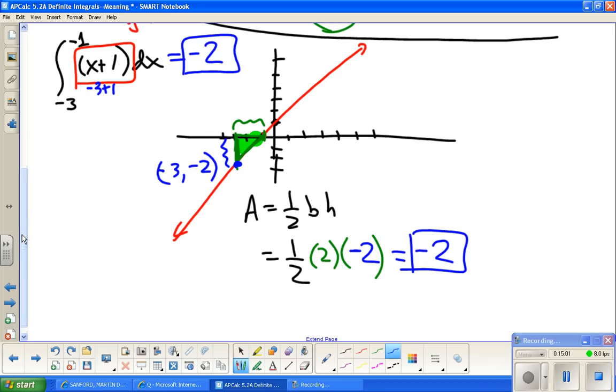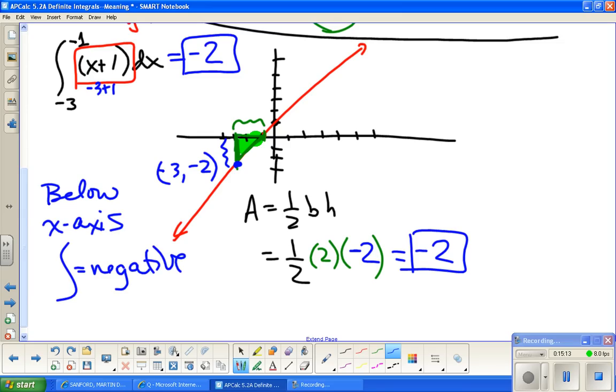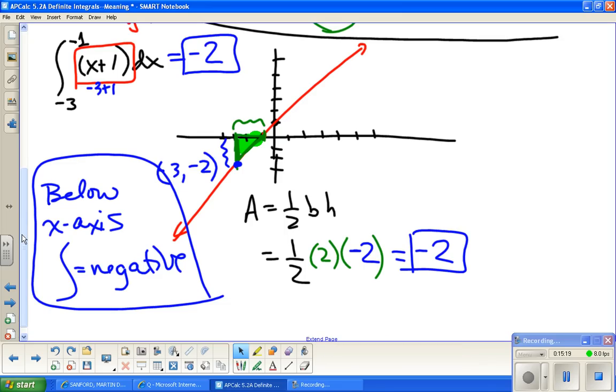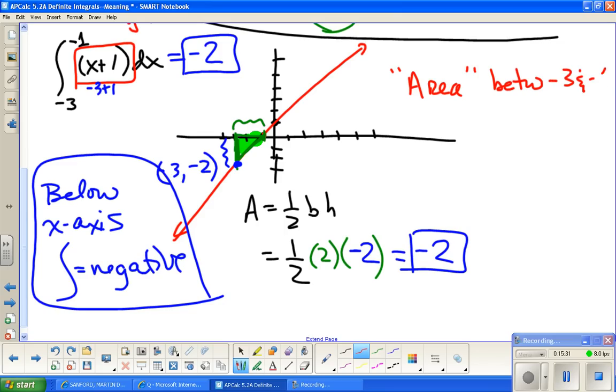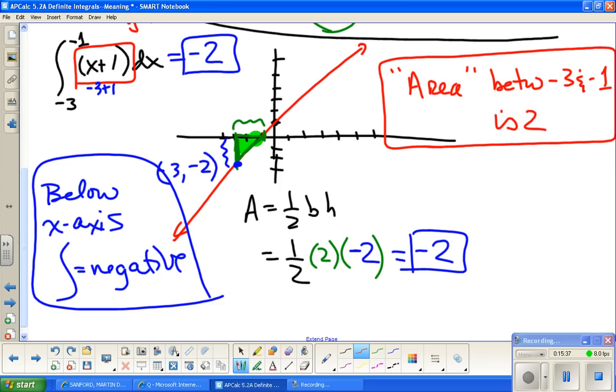Okay, quick little note to self. If we're talking about below the x-axis, the integral is negative. Now, we have to be really careful about wording here, and I'm trying to be careful too because I can mess this up. Technically, the area between -3 and -1 is 2, because we think of area as a positive number. The value for the integral, however, is -2. So we have to be careful.